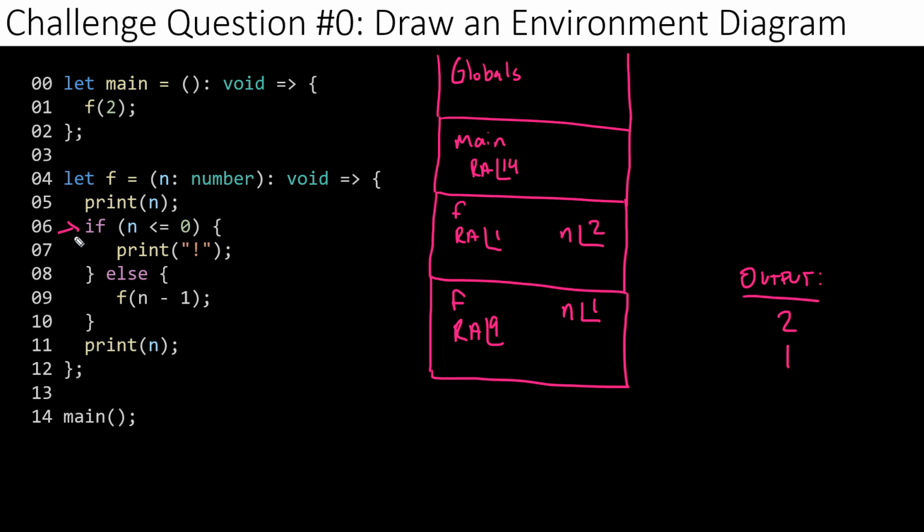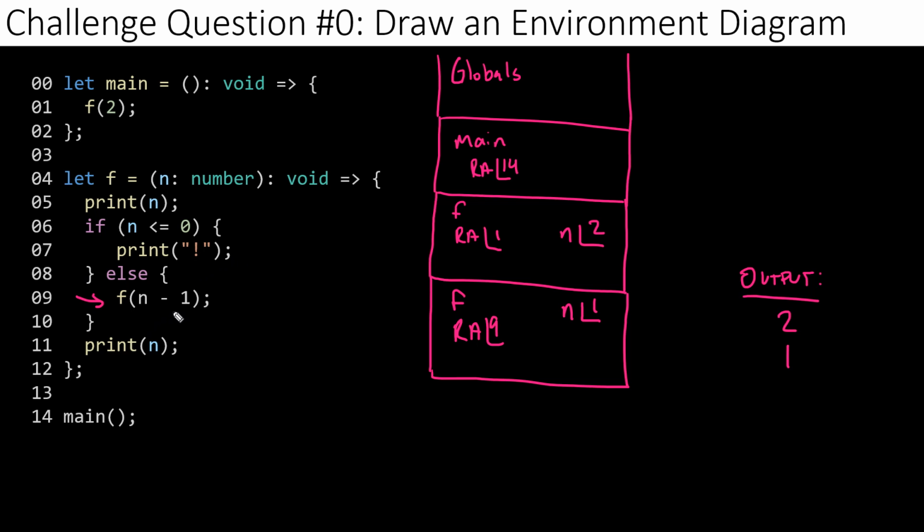And we reach this if statement. If n is less than or equal to 0, well, n is 1, so that is false again. And we go to the else branch, where we call f one more time.